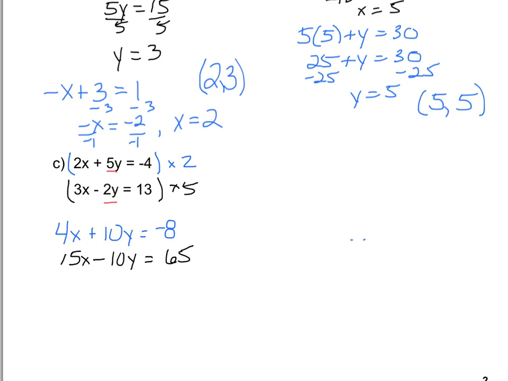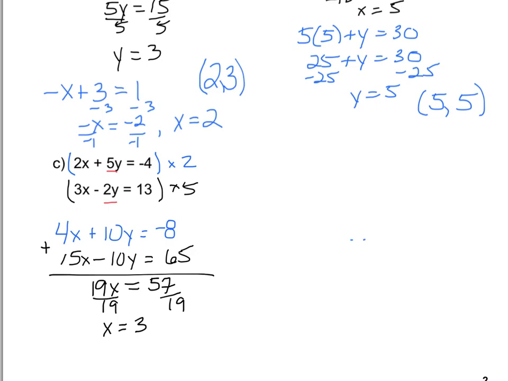Now we solve it the same way. So let's just double check. The coefficients are the same and they're opposite signs, so it's ready to go. So we add them. We get 4x plus 15x, that's 19x. The y's cancel. 10y minus 10y, it's gone. And equals 57. Last step, divide by 19. So x equals 3.